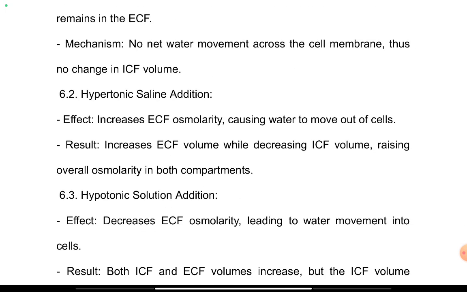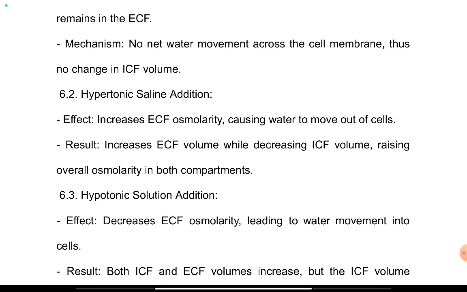So, hypertonic solution addition: this is what will happen. The effect is that it increases extracellular fluid osmolality, causing water to move out of the cells. And this points back to our first clinical vignette, where I was saying that if a patient is given hypertonic solution, then ECF increases, water comes out of the cell, ICF decreases, something like that. So you also need to know all these things.